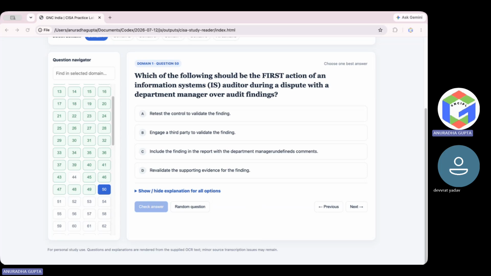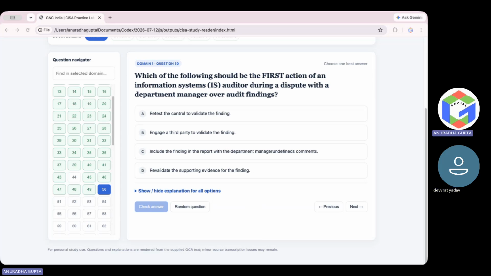So the question is, which of the following should be the first action of an IS auditor during a dispute with a department manager over an audit finding? Okay. Retest the control to validate the finding. Retest means we need to perform the entire exercise again. I don't think the entire exercise, only for that particular finding. Okay, we can go for that. So basically, engage a third party to validate the finding. No, that is not right, that can be eliminated.